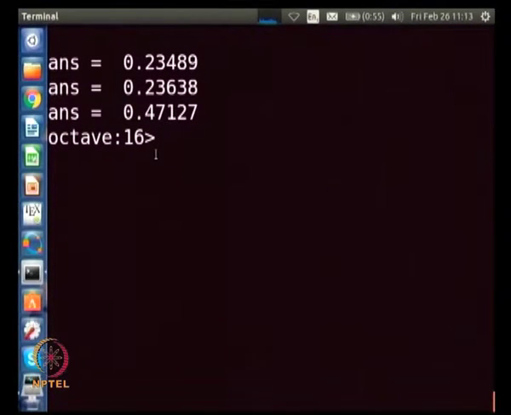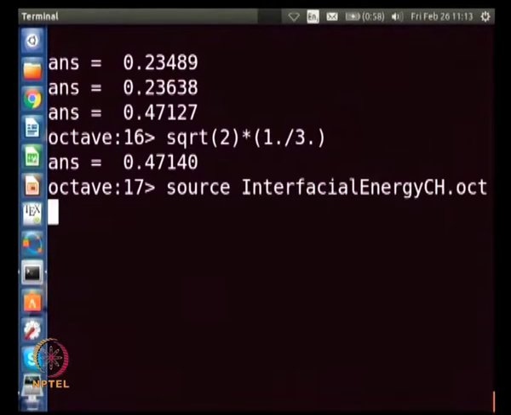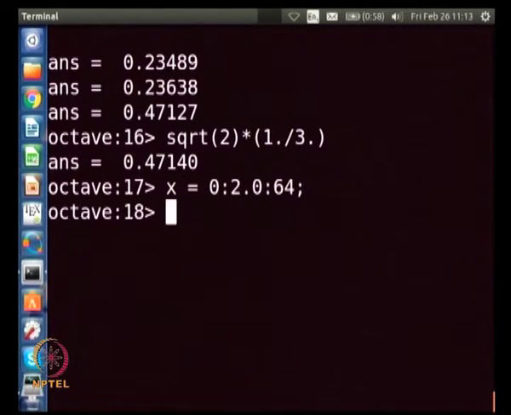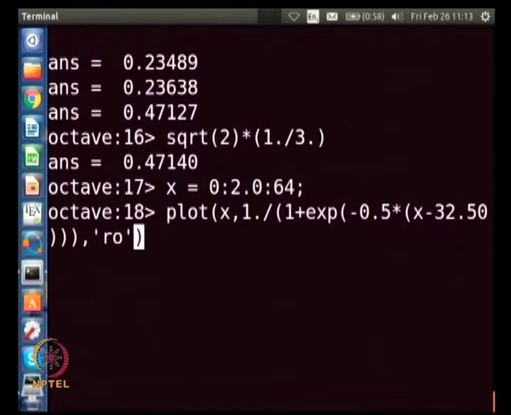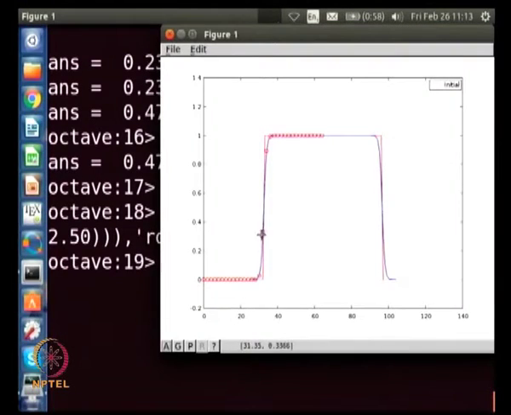So, let us see, square root of 2 into 1 by 3. Okay. So, that is the 0.471. So, that is the answer we are getting. So, it is scaling as root A, the interfacial energy, and to get the plot, we will take x and we now have to change this 0.5 to square root of 2. So, that is 1.4 whatever. So, now when we go see, again we will see the match.